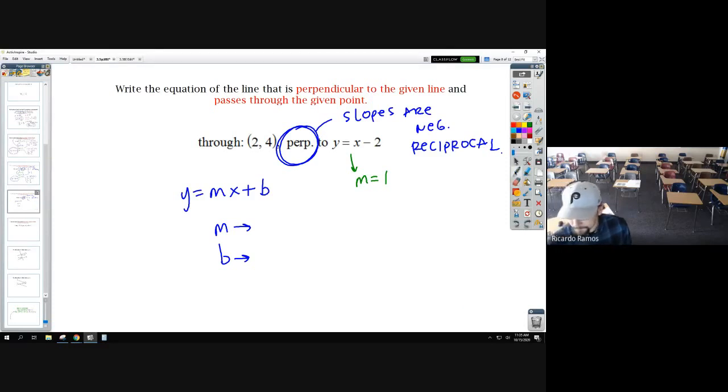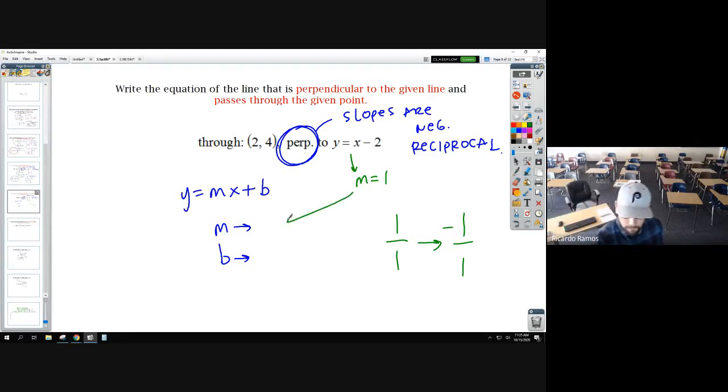So again, if the slope of this line is 1, or as a fraction 1 over 1, what's the negative reciprocal? We'll flip it and switch it. It just makes it negative. Slope of this line is negative 1.